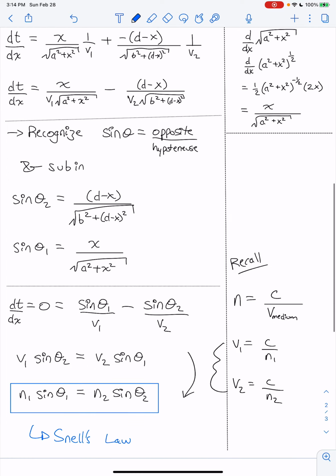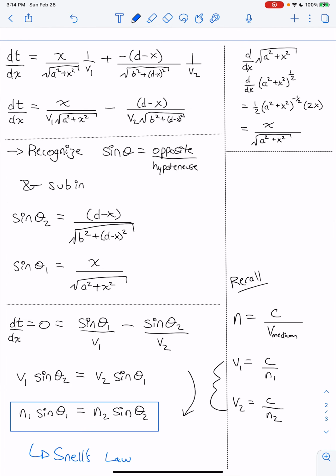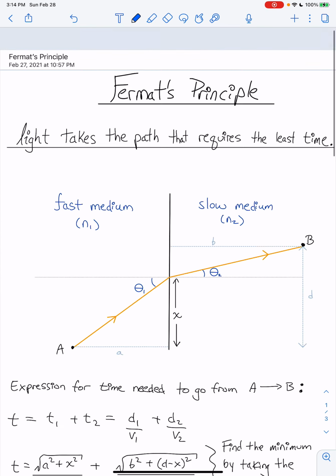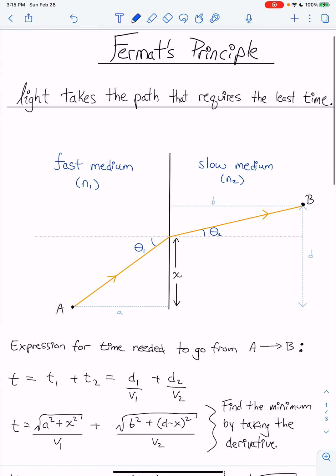And that's it. That's how we derive Snell's law from Fermat's principle, just by setting up and analyzing some geometry.